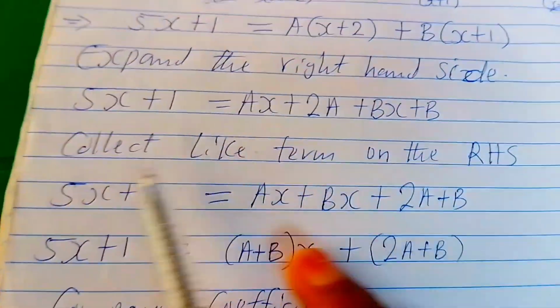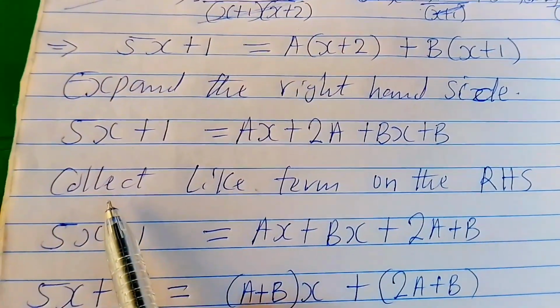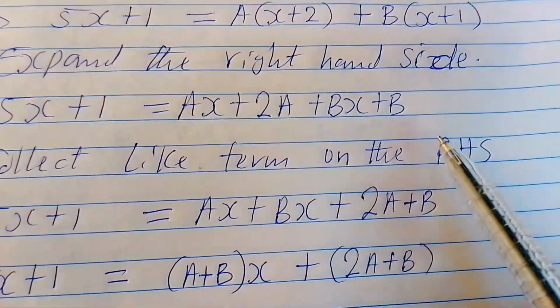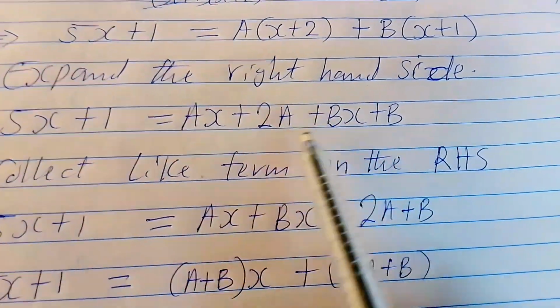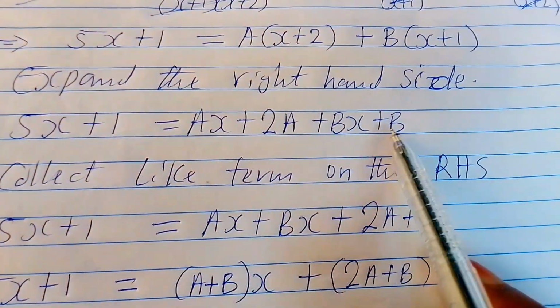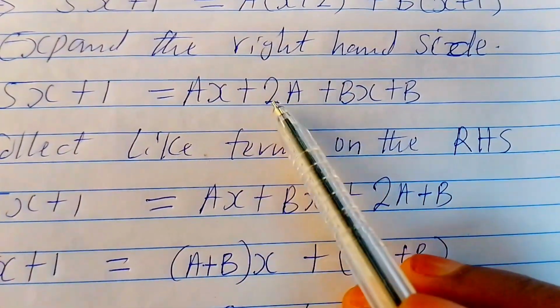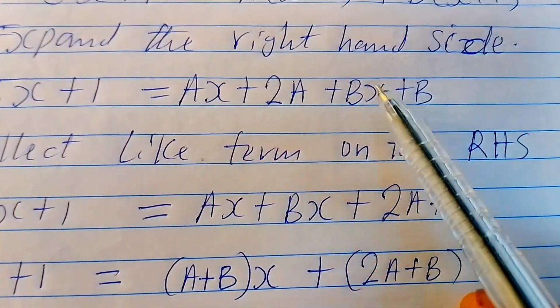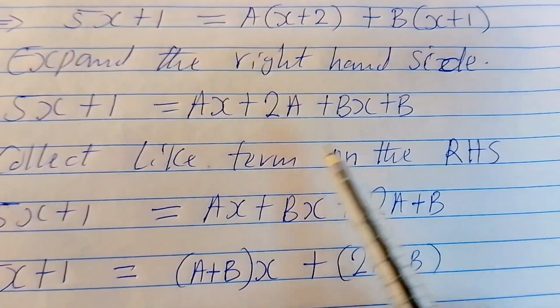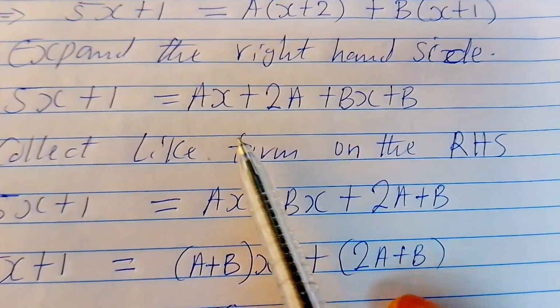Now at this point, what you're going to do is to collect like terms on the right hand side. We are still working on this right hand side. Now on the right hand side, we know we have ax plus 2a, right? Plus bx plus b, right? Now at this point, let's collect like terms from this.